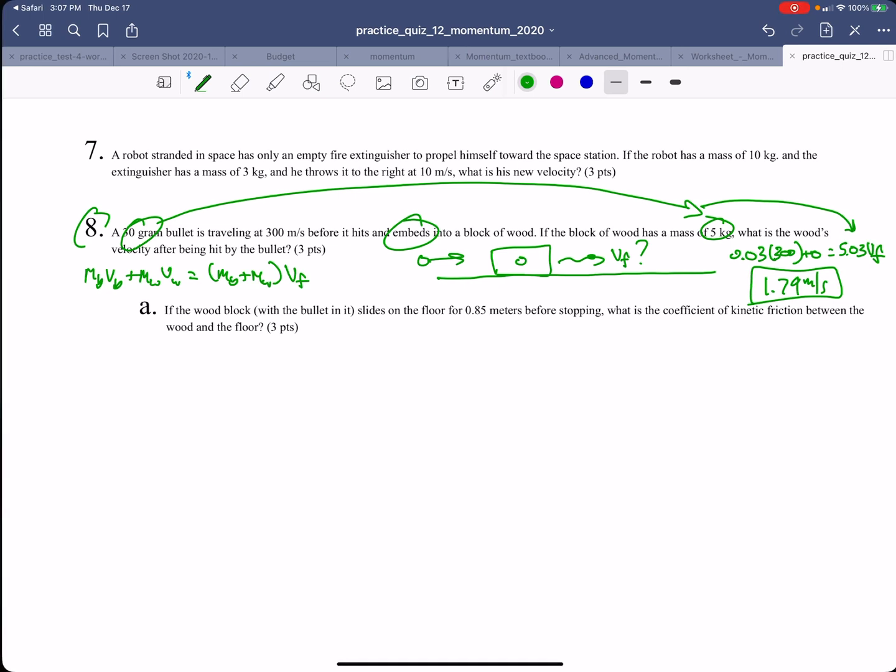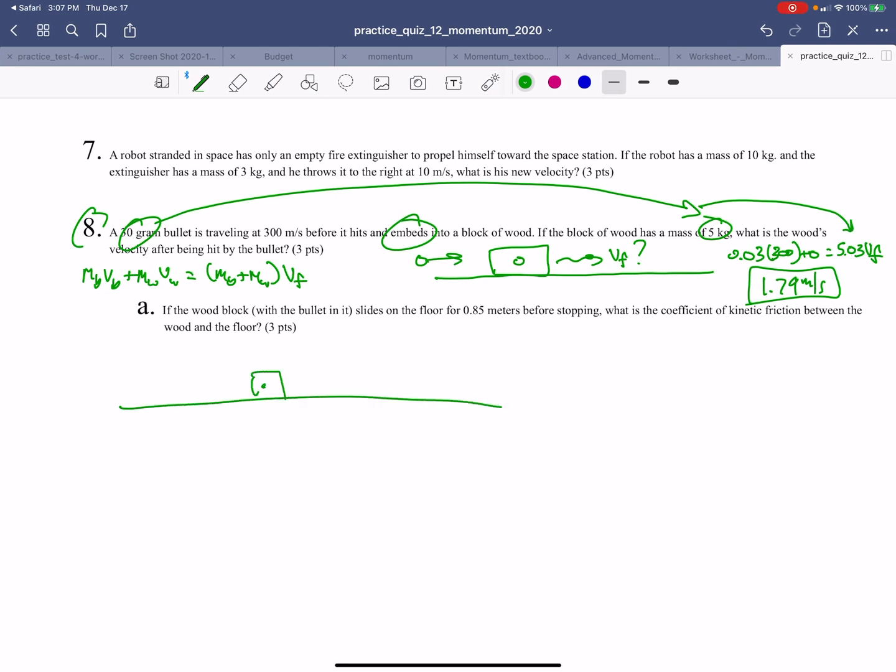So now the wood block with the bullet in it slides, and because of friction, it's going to stop. It's going to stop right here at a distance d, which they give you, and we're looking for the mu sub k. So notice that they give you a d. So this is most likely going to be a work and energy type question for this part, where now we're going to be able to solve using the conservation of energy. You have some initial kinetic energy. You're going to lose that due to the work done by friction until you stop. And that's where the 0 comes from.